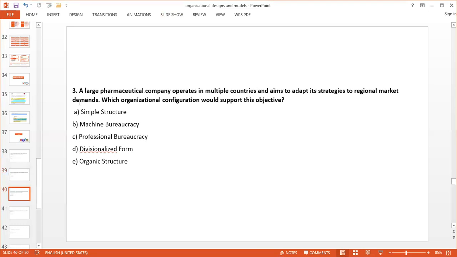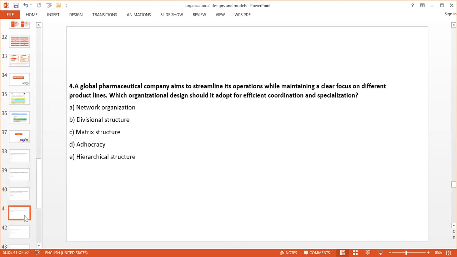Third one: a large pharmaceutical company operates in multiple countries and aims to adapt its strategies to regional market demands. Which organizational configuration would support its objective? A, simple structure; B, machine bureaucracy; C, professional bureaucracy; D, divisionalized form; E, organic structure. Answer is D, divisional form.